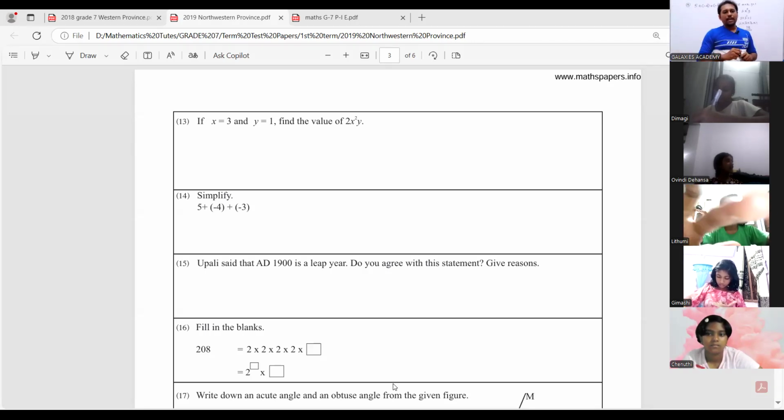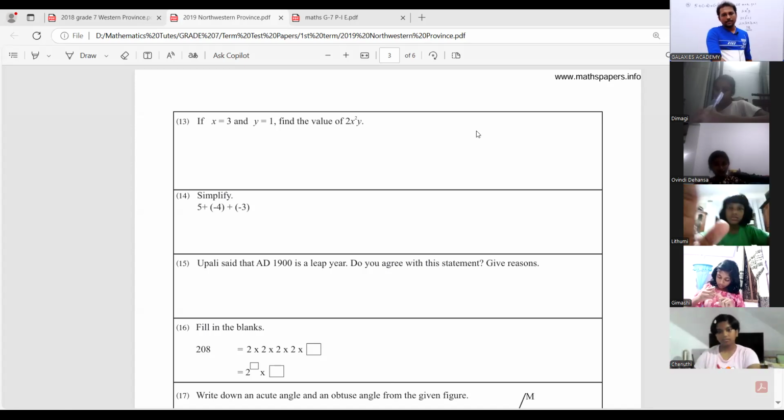How can you add directed numbers? Do you remember the directed numbers? Addition.